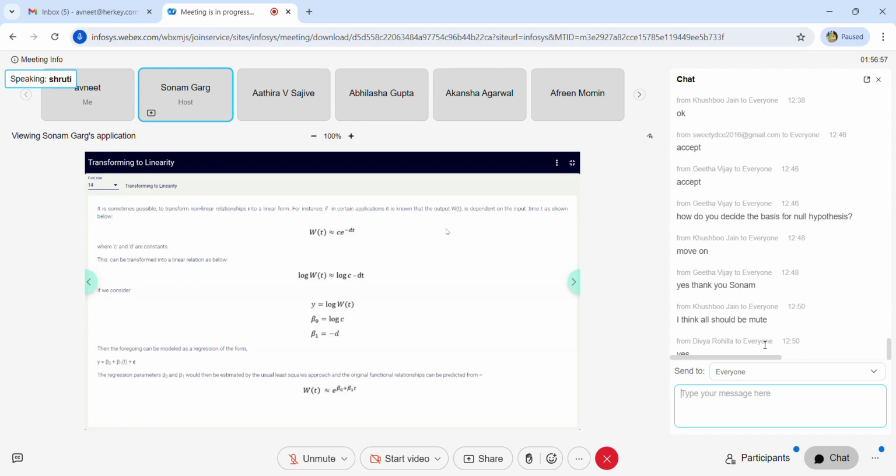Prithvi, can you please mute these people? Can you mute everybody from the background? A request to all of you to please keep a check on your mic, guys, when you're talking.